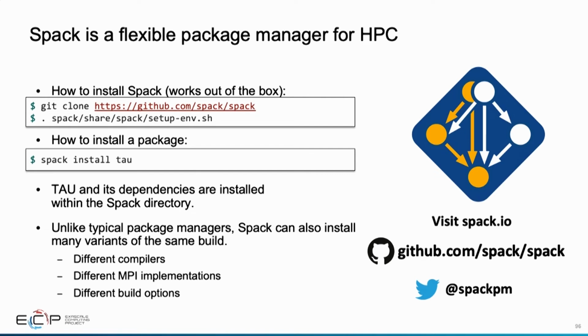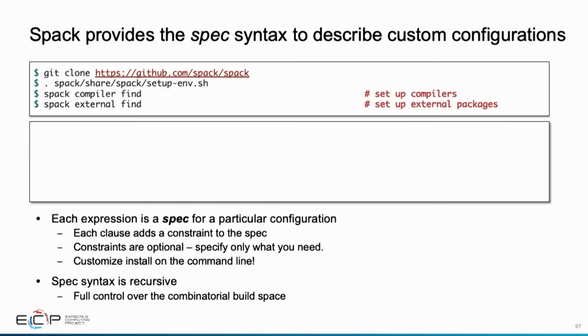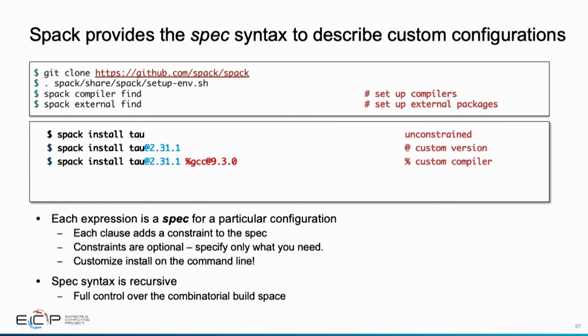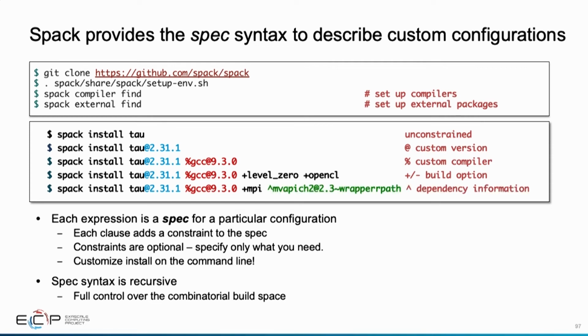You just git clone it, turn on the environment, find the compilers and external packages, and then you can just say spack install tau, and that's it. It will install it. You can say Spack, please install version 2.31.1 of TAU, but with GCC version 9.3. But turn on Level Zero support, turn on OpenCL support for Intel, or turn on MPI support, but use MVAPICH2 version 2.3, which was compiled without wrapper RPATH. If one does not exist, please install it. So you can give all of these commands.